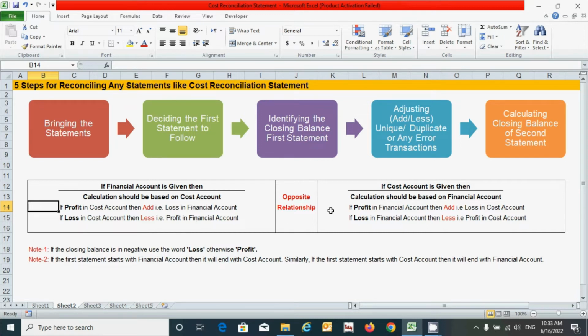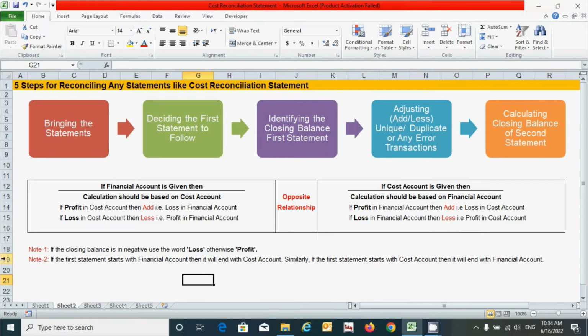Similarly, under the cost account we have 2 further conditions. The first condition is, if the profit is in the financial account, then it should be added, that is, we should understand that there is a loss in the cost account. And if the loss is in the financial account, then it should be less, that is, we should understand that there is a profit in the cost account. So there is an opposite relationship between the financial account and the cost account, as you can see.